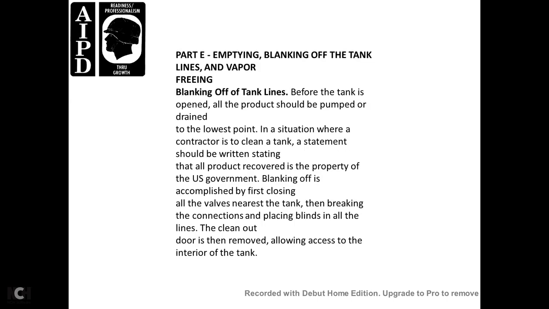Part D, emptying, blanking off of the tank lines, and vapor freeing. Blanking off of the tank lines is done before the tank is opened. All the product should be pumped or drained out to the lowest point. In situations where a contractor is cleaning the tank, a statement should be written stating that the product recovered is the property of the U.S. government. Blanking off is accomplished by first closing all the valves near the tank, breaking the connections, and placing blinds in all the lines. Then the clean-out door is removed, allowing access to the interior of the tank.